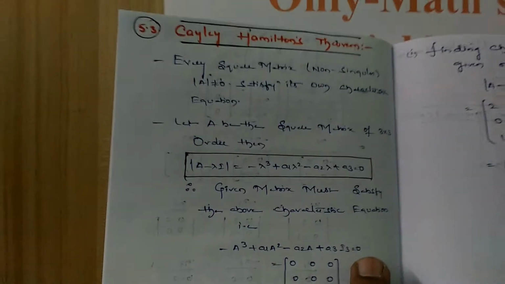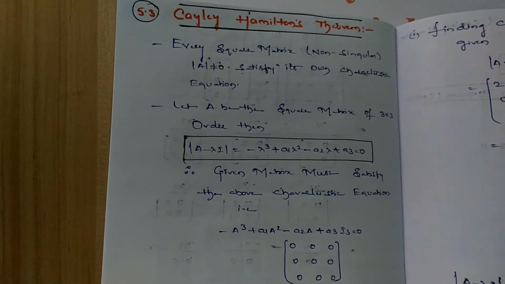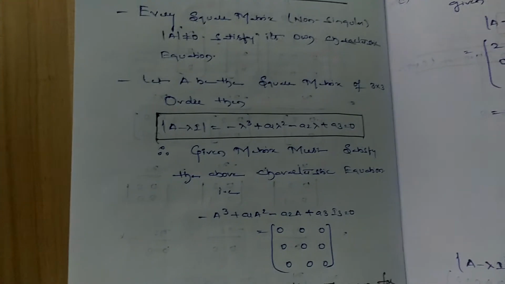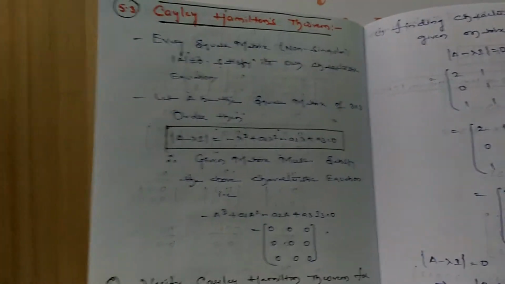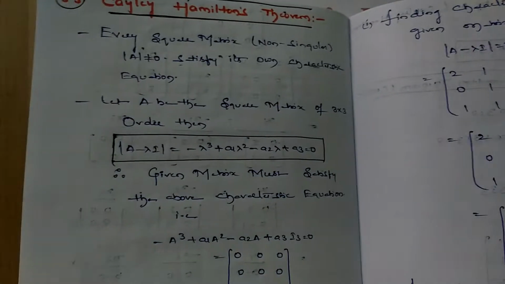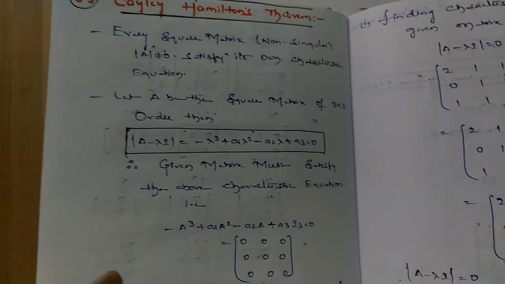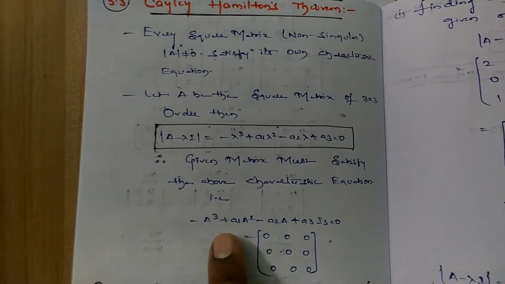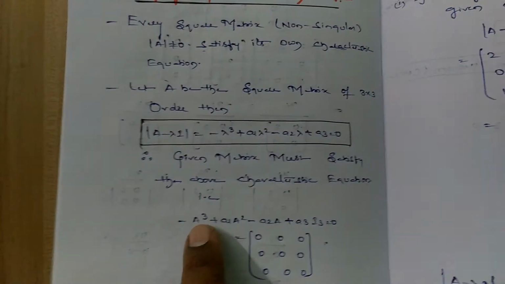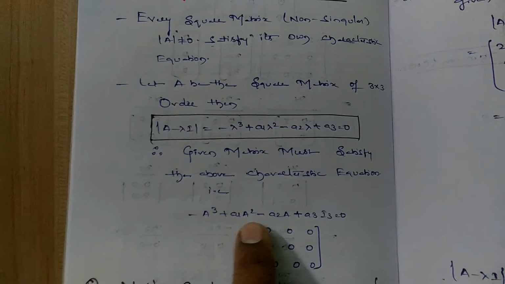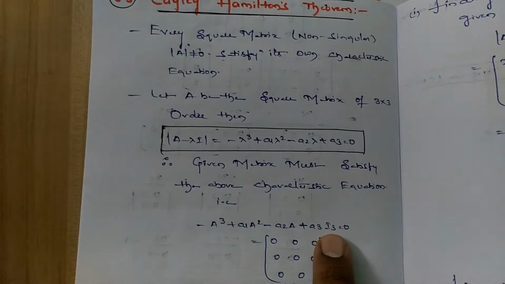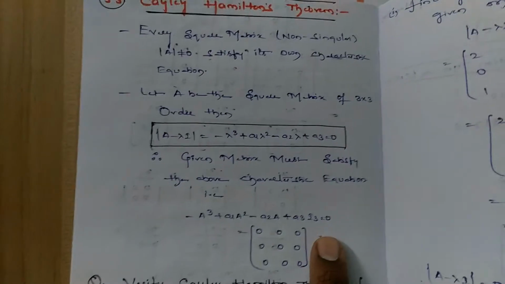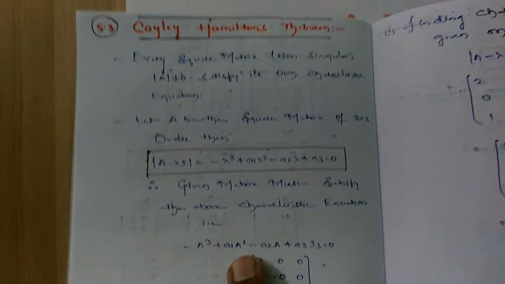In the Cayley-Hamilton theorem, whatever characteristic equation we solve, we get one equation in terms of lambda. Here we have to change that lambda to the matrix A. So it becomes minus A cubed plus a1 A squared minus a2 A plus a3 times I3, the 3 by 3 identity matrix, should be equal to 0. This is the concept of the Cayley-Hamilton theorem.